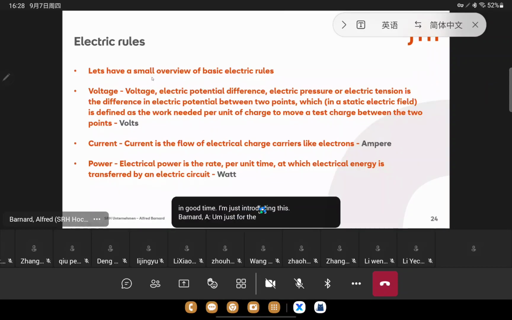And just for the sake of a small overview of basic electric rules. As we should all know, voltage is electric potential difference, and this comes into play because most of our power sources, especially batteries, will be indicated in voltages. Current obviously is ampere, or the flow of electrical charge carriers like electrons, and that is a very important factor to consider for how big our tracks need to be. It also comes into play in what components we need to choose, because some components can only carry a certain amount of power, which is usually voltage times ampere, or there are other formulas for it.